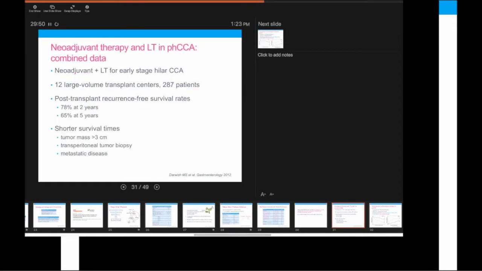So after the Mayo Clinic published their protocol, a lot of other institutions started implementing the protocol to try to transplant patients with cholangiocarcinoma. This is a retrospective study evaluating transplant at 12 large volume transplant centers with a total of 287 patients, although they did note that most of the patients came from one center. Post-transplant recurrence-free survival rates were 78% at 2 years and 65% at 5 years. They found shorter survival times in patients who had a tumor mass greater than 3 centimeters, patients who underwent transperitoneal tumor biopsy, and patients with metastatic disease.